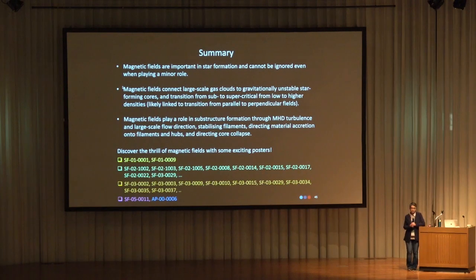Hi, nice talk. Daniel Seifried from the University of Cologne. You mentioned magnetic fields reduce the star formation efficiency, and I was wondering, is it really like this, or is it more the indirect effect that they slow it down such that feedback, as Mark showed yesterday, has enough time to disperse the cloud?